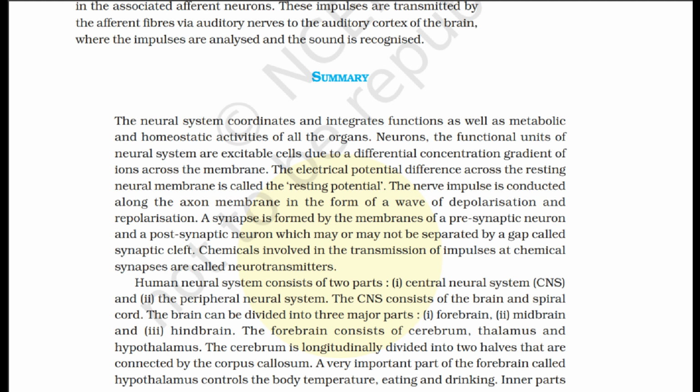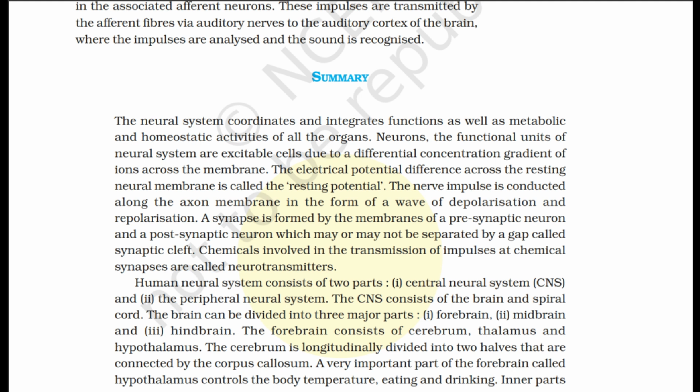A synapse is formed by the membranes of a presynaptic neuron and a postsynaptic neuron, which may or may not be separated by a gap called synaptic cleft. Chemicals involved in the transmission of impulses at chemical synapses are called neurotransmitters. Human neural system consists of two parts. First, central neural system, CNS, and second, the peripheral neural system. The CNS consists of the brain and spinal cord.